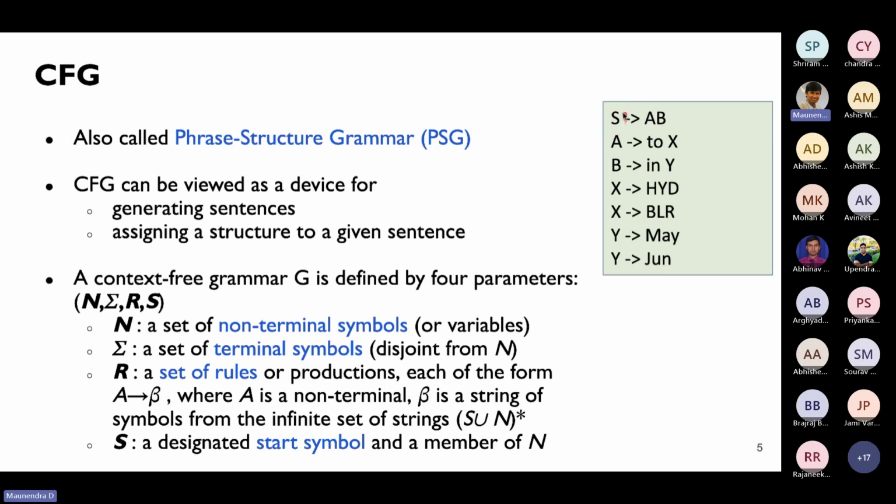Okay, and when we see S, it can be expanded as A and A followed by B. That means S is a non-terminal which can be expanded into some other things. On the other hand, there could be certain words or terminals which are actual dictionary words. So the moment we see this, Hyderabad, Bangalore, we do not expand them any further. So they are called terminals.